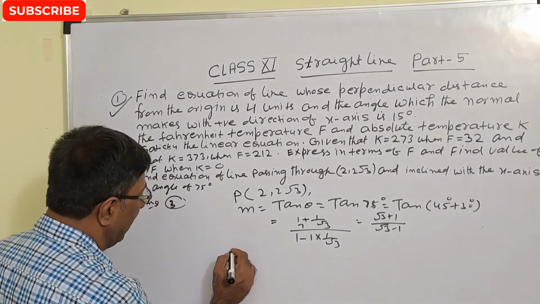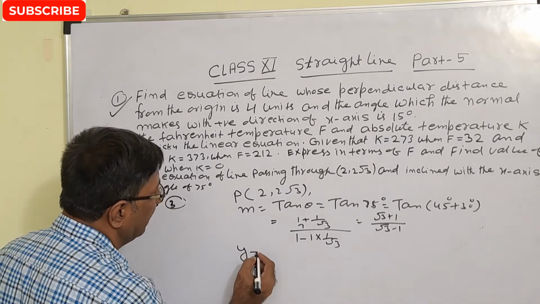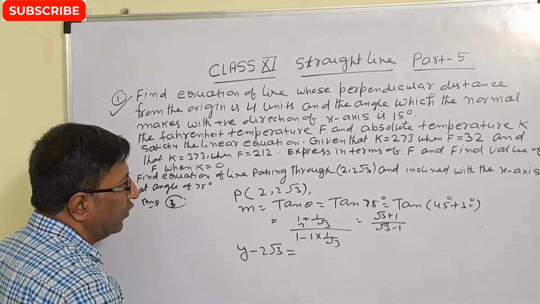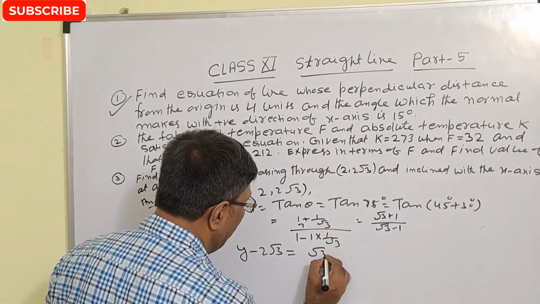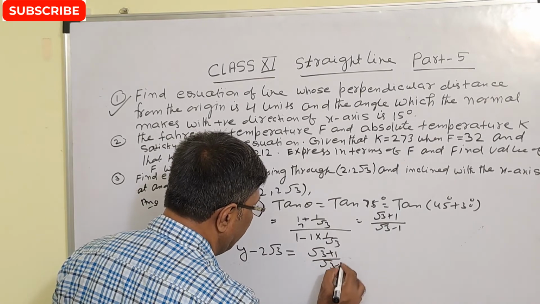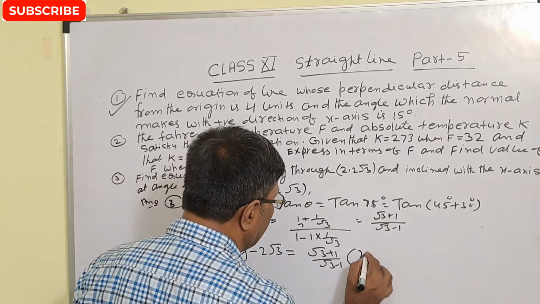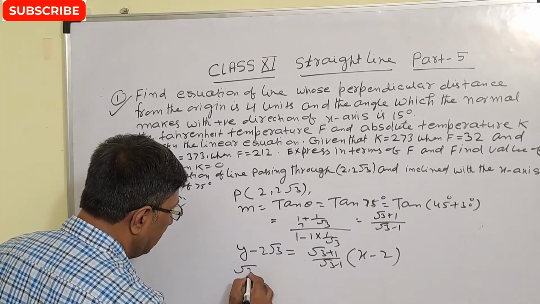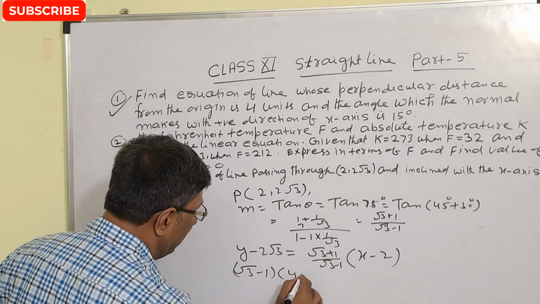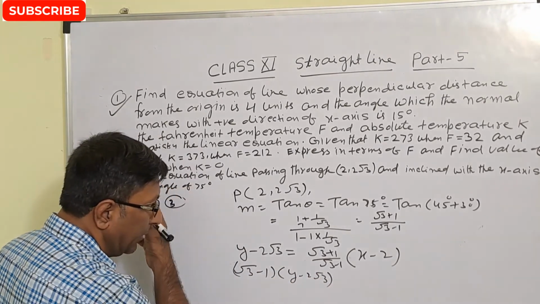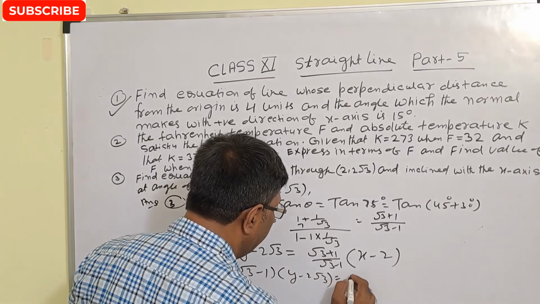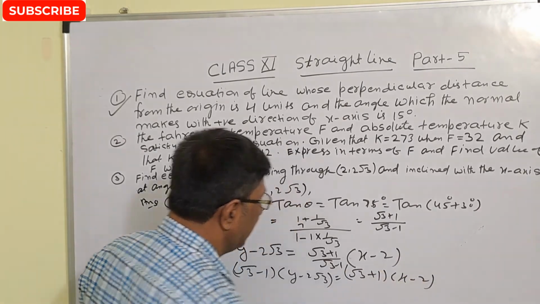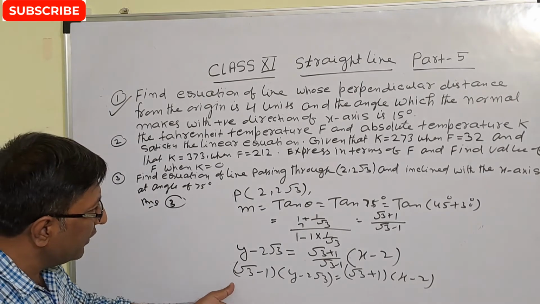Now put in the values. Again the formula is y minus y1, where y1 is 2 root 3. So y minus 2 root 3 equals m into x minus x1, where m is root 3 plus 1 over root 3 minus 1, and x1 is 2. So x minus 2. So you can write root 3 minus 1 into y minus 2 root 3 equals root 3 plus 1 into x minus 2. Now you can solve this and find the answer.